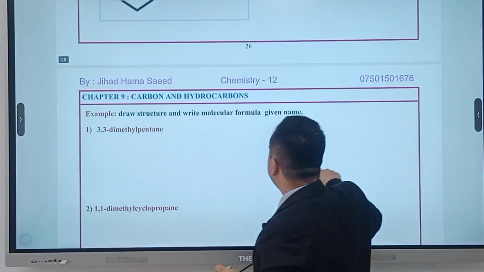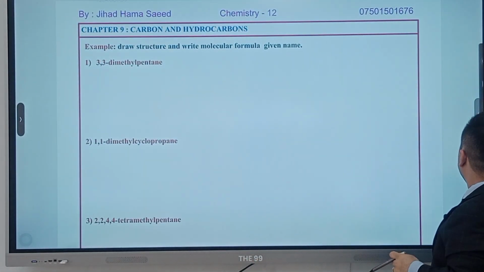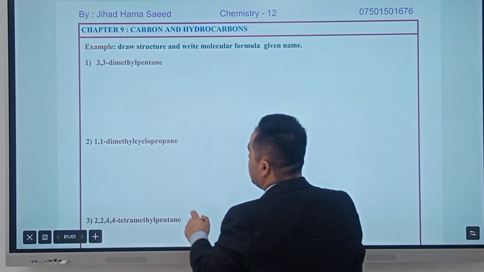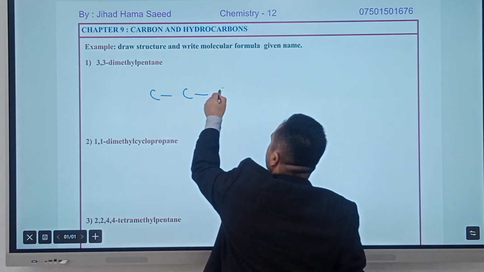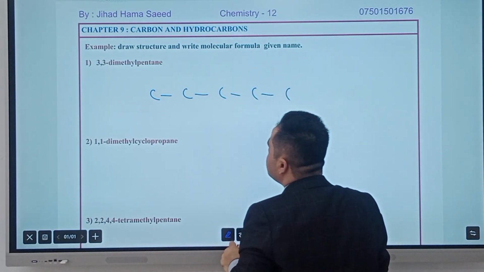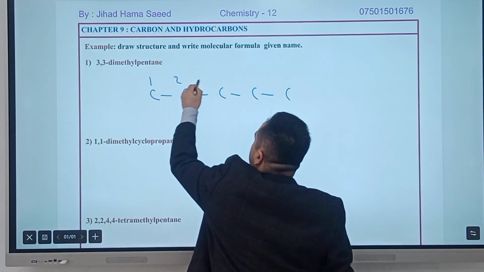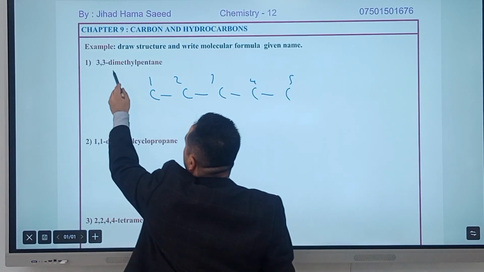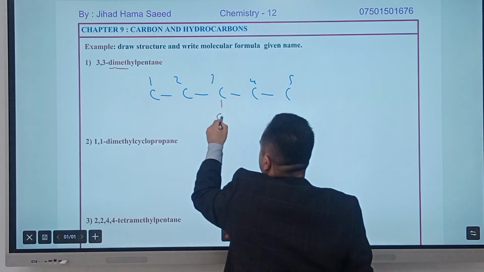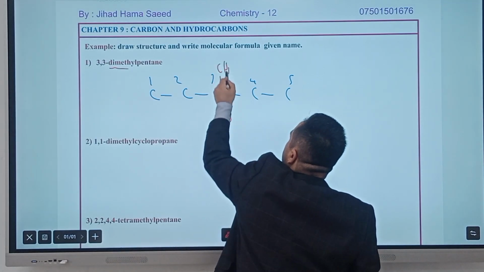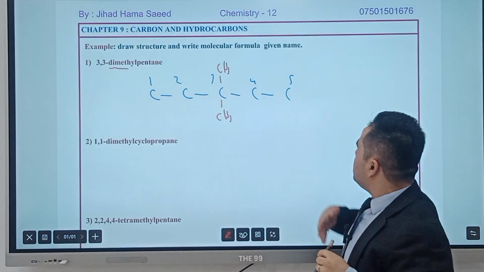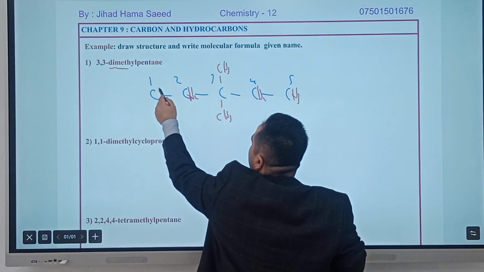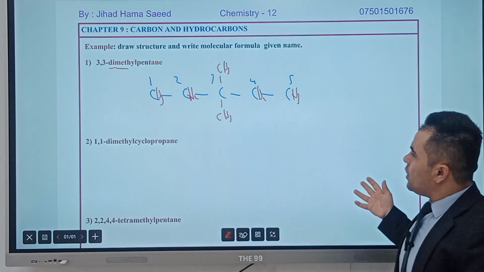Let us solve 2 more examples, and then draw the structure. Let us draw the structure for this. It's pentane, that means 5 carbons. 1, 2, 3, 4, 5. And then on the third we have got 2 methyl, CH3, CH3. And then that's the structure. You have to insert the carbon and the hydrogen, 3, 2, 2, 3. That's the structure.